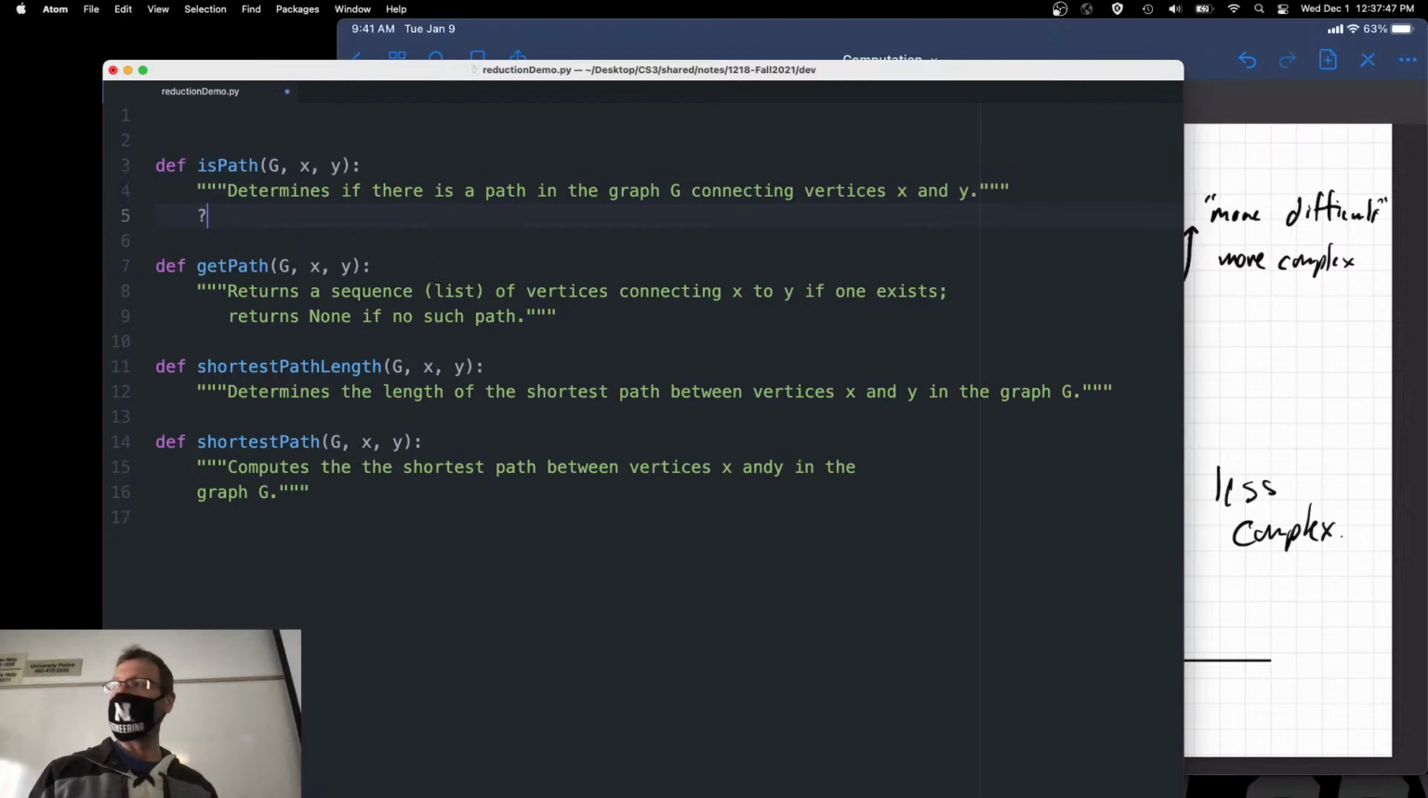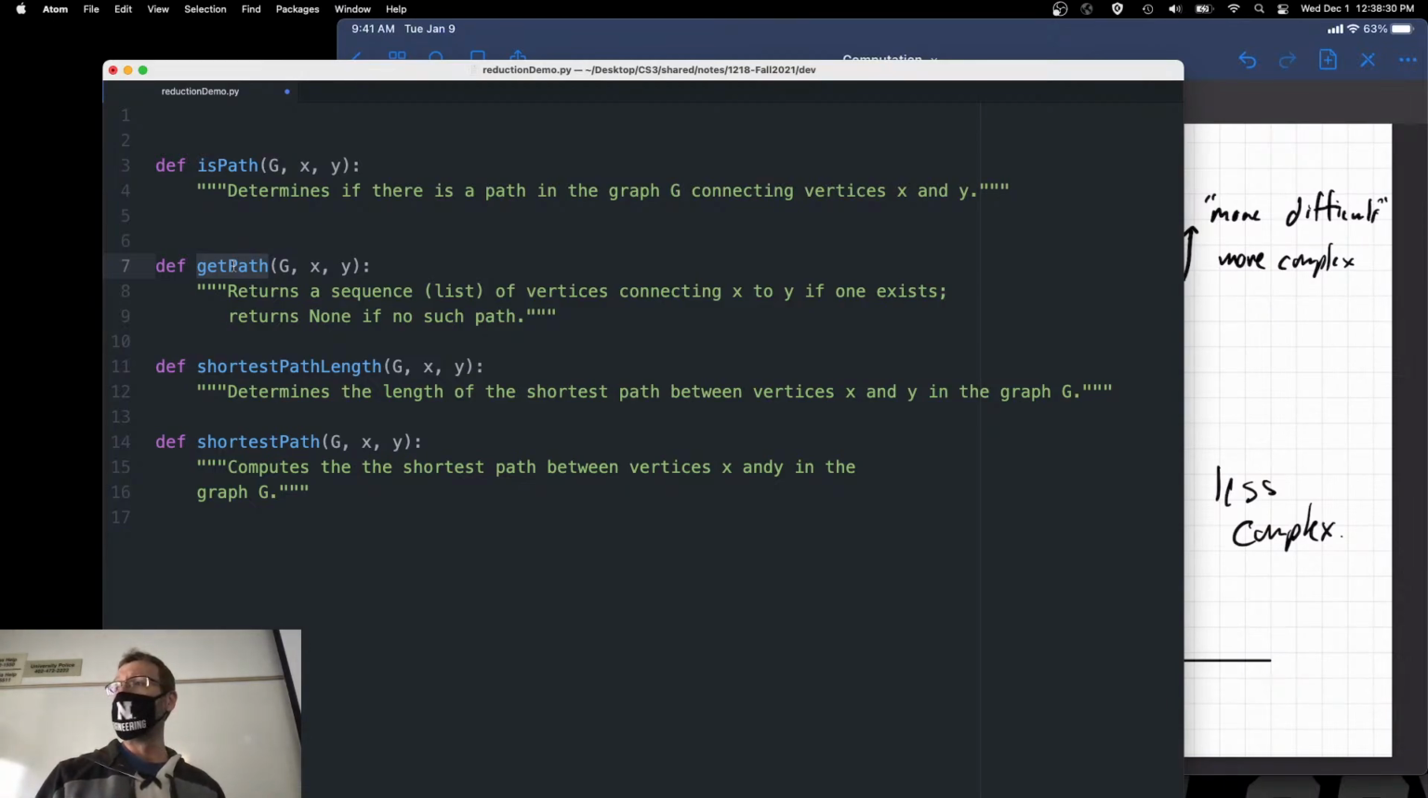What does the code look like? I don't know. That's to be decided another day. What about this one? Get path. It returns a sequence or list of vertices connecting X to Y if one exists. It returns none if no such path exists. So that's a slightly different problem. Rather than just answering the question of whether or not a path exists, it's the functional version. This up here is the decision version. This right here is the functional version. I don't want to know just does a path exist. I want to know what that path is. In other words, I want more information. That sounds provably more complex to me, or at least as complex. Might be a little bit more complex.